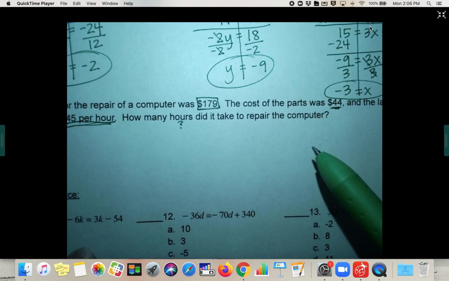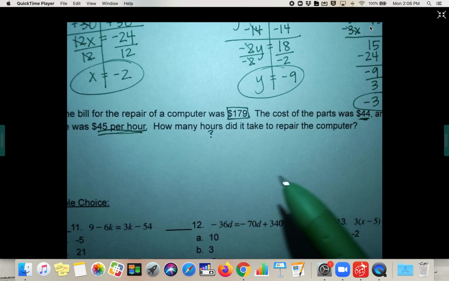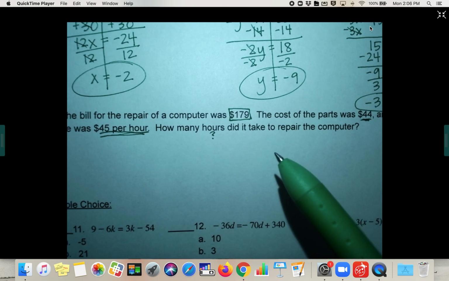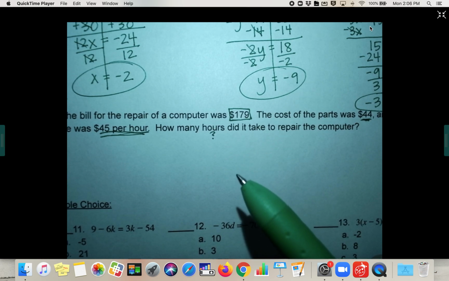So I really want you guys to practice setting up an equation and solving it. If you get stuck on this question on your test, I don't really care how you solve it. You could just work backwards and solve it, but I want you to learn how to get in a habit of setting up equations. It'll be a lot easier for you in the future if so.